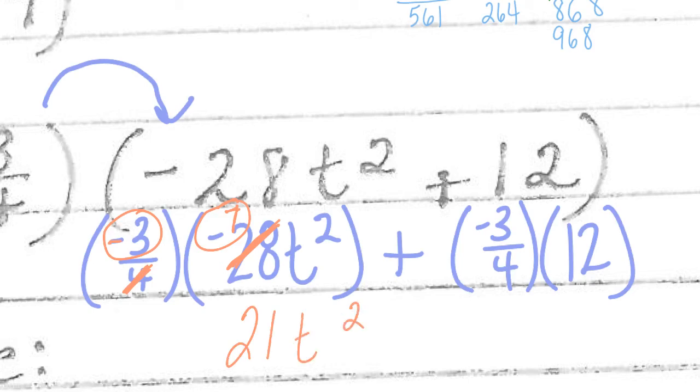21t squared. Oh, do I need that plus sign? No. Because the next one's going to be what? Negative. So let's go ahead and show this as a negative sign. 4 and 12 can reduce to be what? 3. And the answer is 21t squared minus 9.